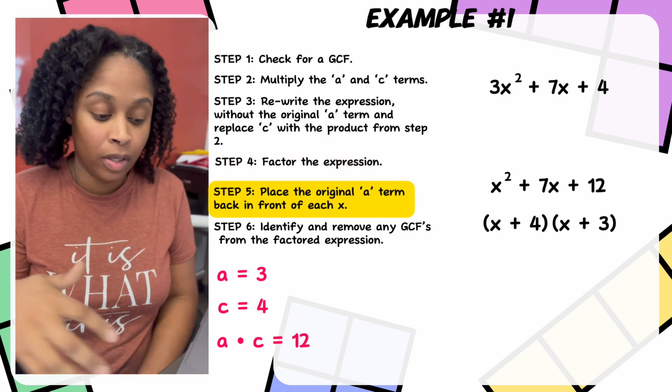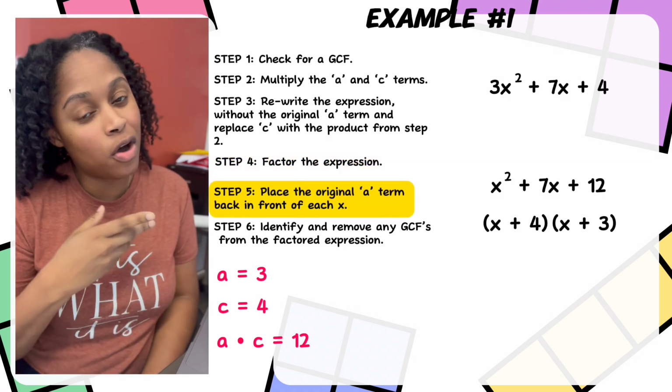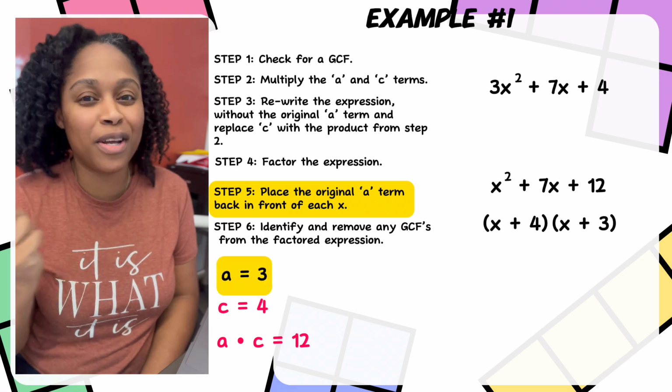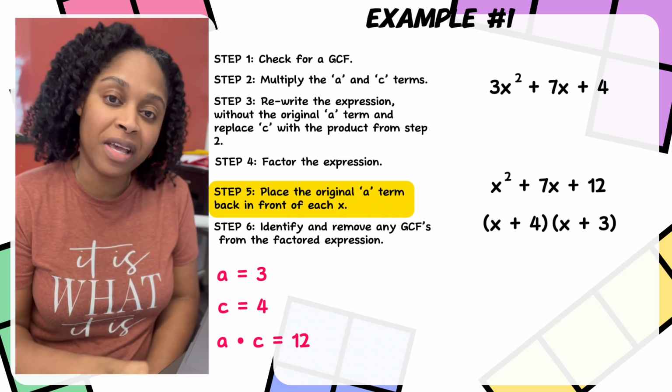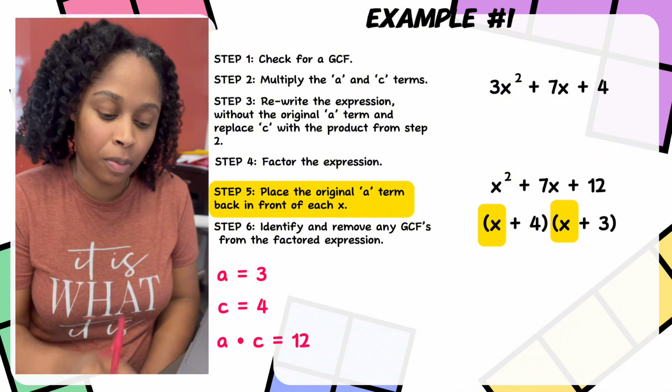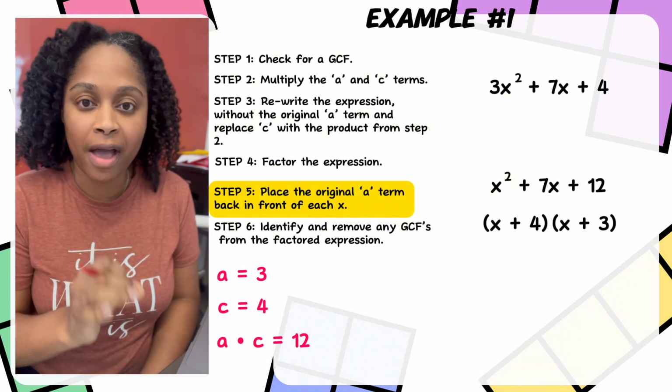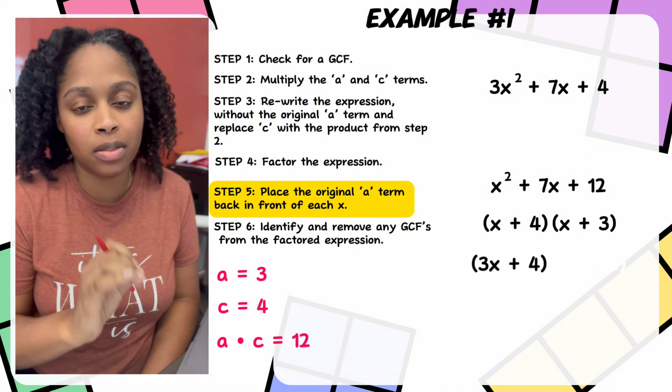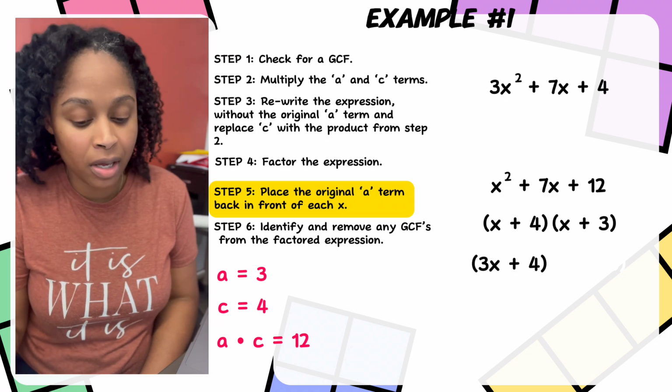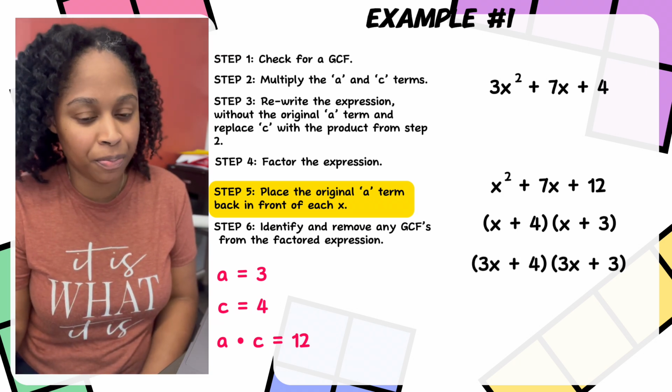Step 5. Remember that original A term that we have off to the side that we got rid of? We need to put it back. All right, so in front of each of the x's that we have written down, we're going to put that 3 back. So instead of x plus 4, I'm going to have 3x plus 4. Instead of x plus 3, I'm going to have 3x plus 3.